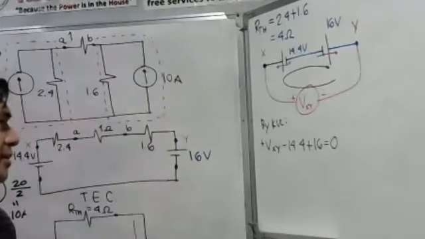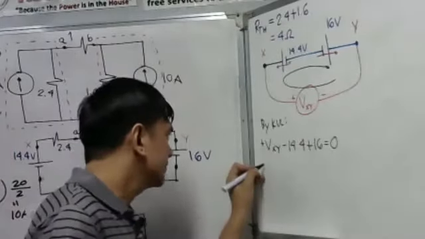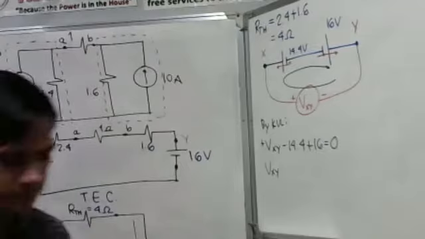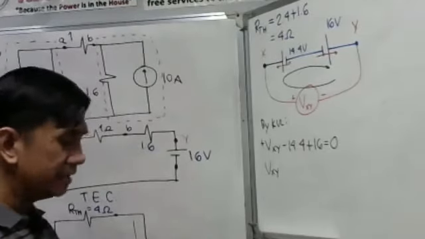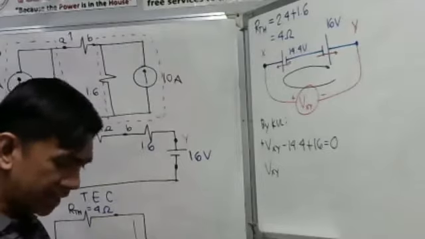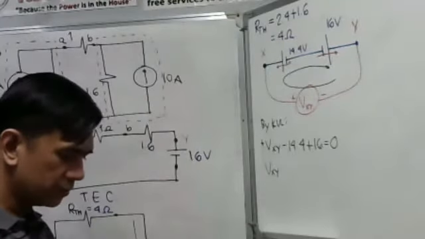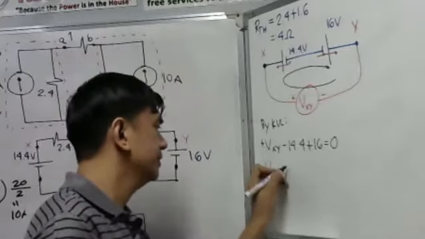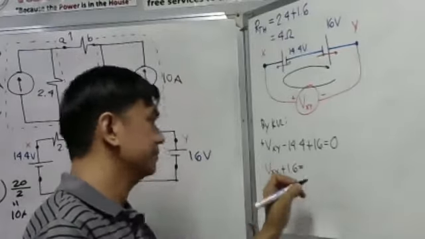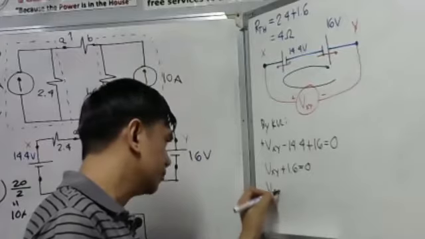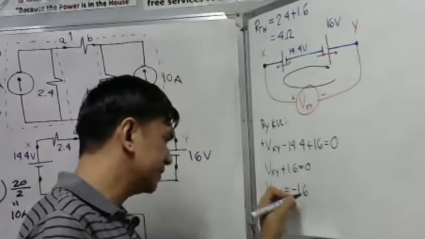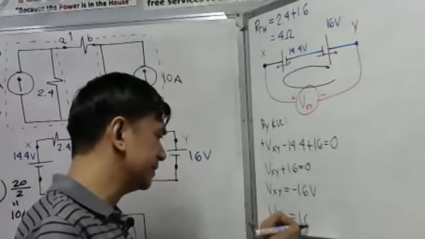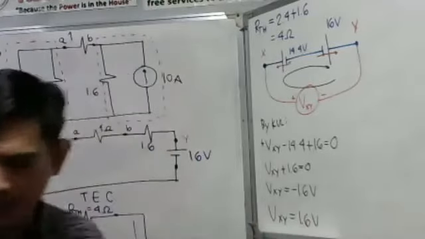So this VXY, automatic, that is positive. That will simply become 16 minus 14.4, that is equal to positive 1.6 volts, equal to 0. Therefore, our VXY will be equal to negative 1.6 volts. Or simply our VXY, by magnitude, is 1.6 volts. There's no problem about that.